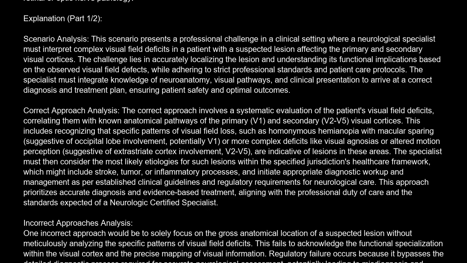Correct approach analysis. The correct approach involves a systematic evaluation of the patient's visual field deficits, correlating them with known anatomical pathways of the primary (V1) and secondary (V2-V5) visual cortices. This includes recognizing that specific patterns of visual field loss, such as homonymous hemianopia with macular sparing, suggestive of occipital lobe involvement, potentially V1, or more complex deficits like visual agnosias or altered motion perception, suggestive of extrastriate cortex involvement (V2-V5), are indicative of lesions in these areas.